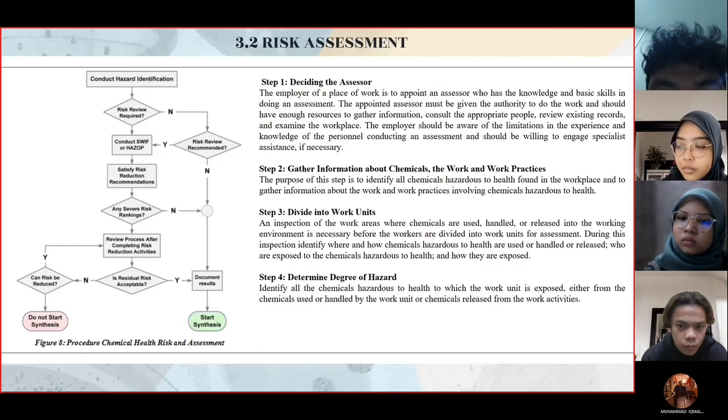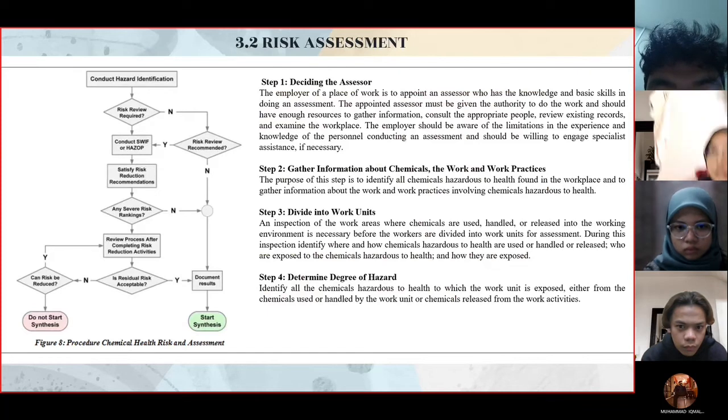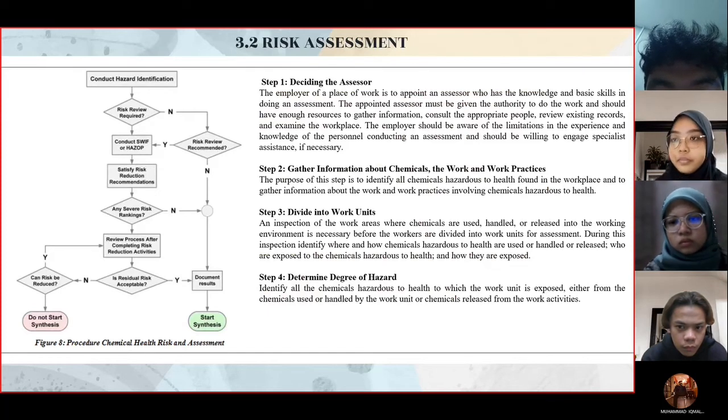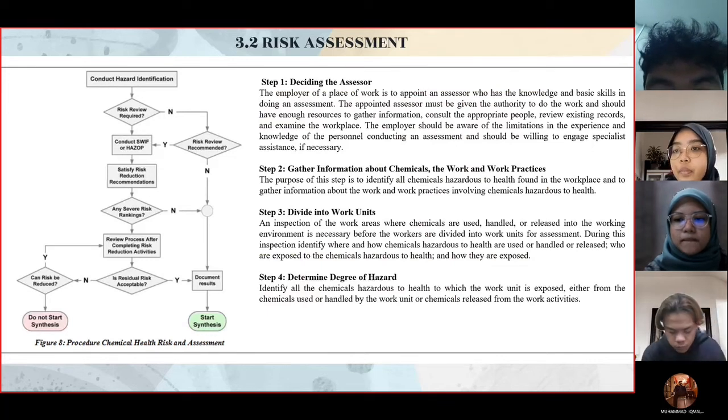The appointed assessor must be given the authority to do the work, should have enough resources to gather information, consult the appropriate people, review existing records, and examine the workplace. The employer should be aware of the limitations in the experience and knowledge of the personnel conducting an assessment and should be willing to engage specialist assistance if necessary.